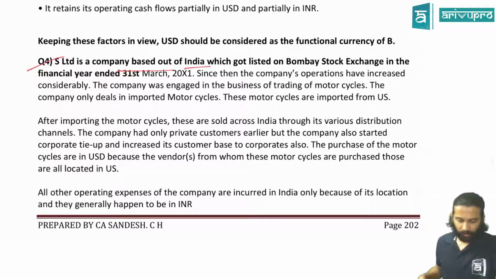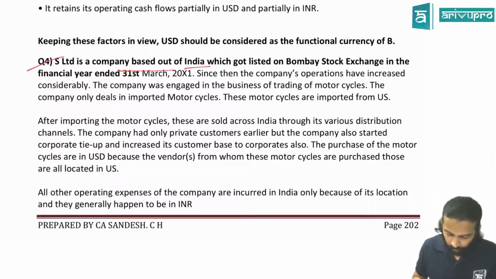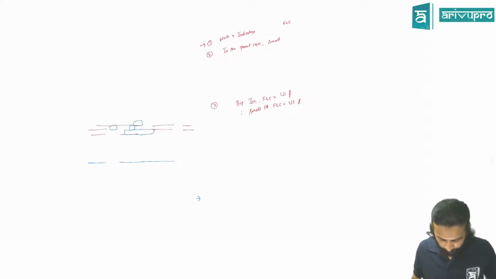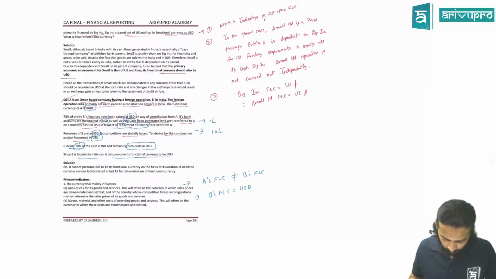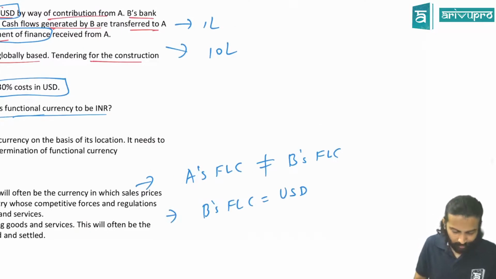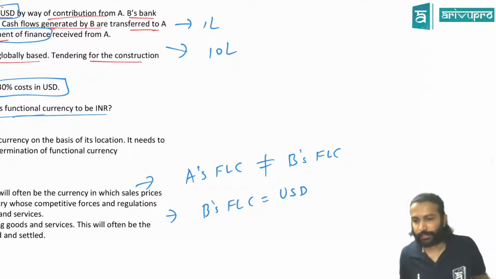So here, A's functional currency is actually OMR only. What did I write? I wrote A's functional currency is not the same as B's functional currency. You can write that. Yes, it is not the same, because A's functional currency is OMR, B's functional currency is US dollars. Hence, they are not the same.